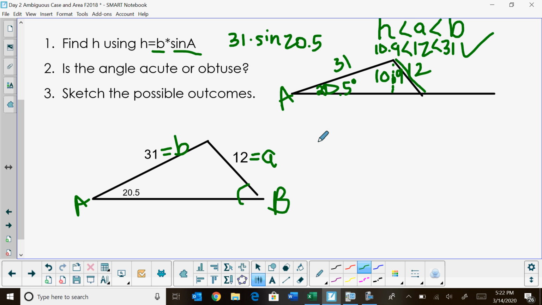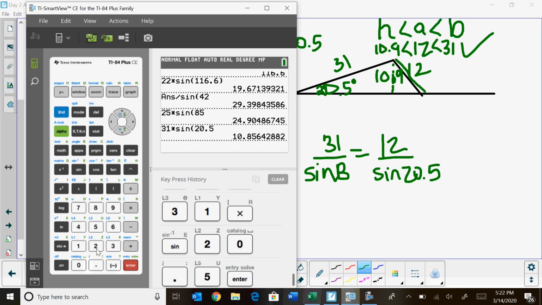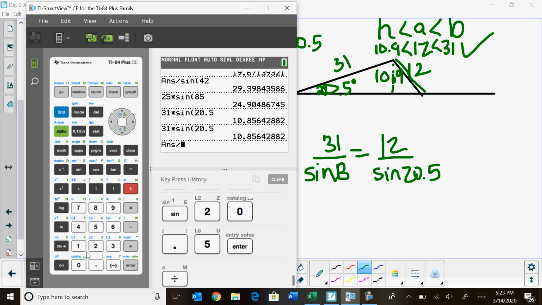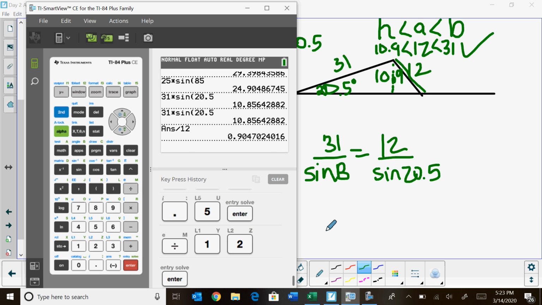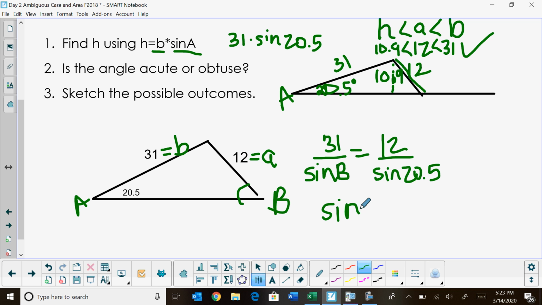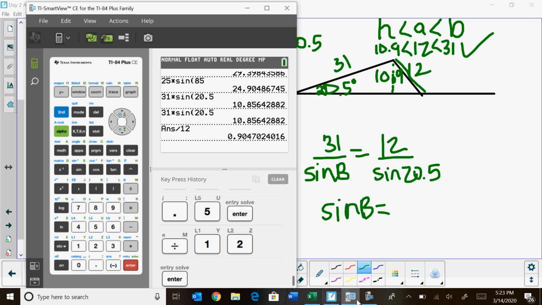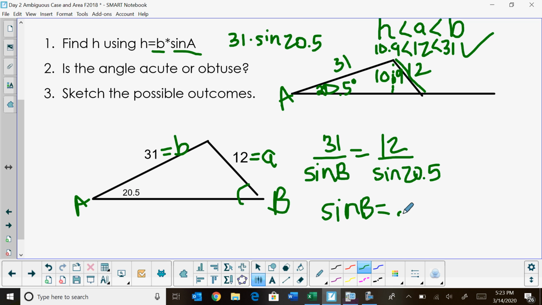Let's solve for angle B first. So 31 over sine B is equal to A, which is 12, over sine A, which is sine of 20.5. Let's grab our calculators and take 31 times sine of 20.5. So I'm just doing a cross product. Get that answer, 10.85, and then divide it by 12. That's equal to sine B. So sine B is equal to the decimal 0.9047047.